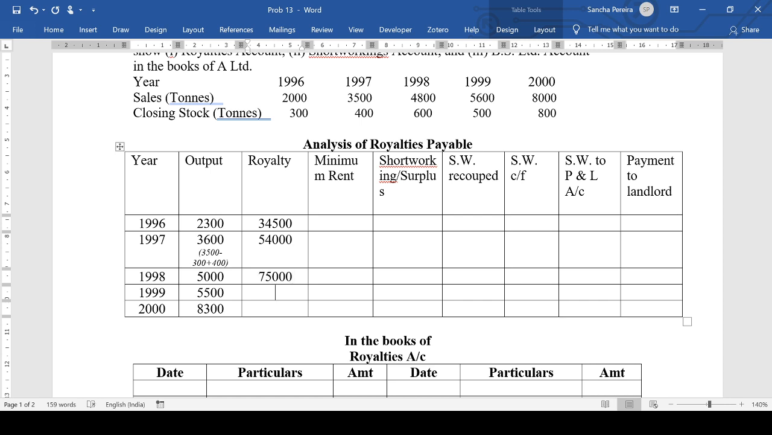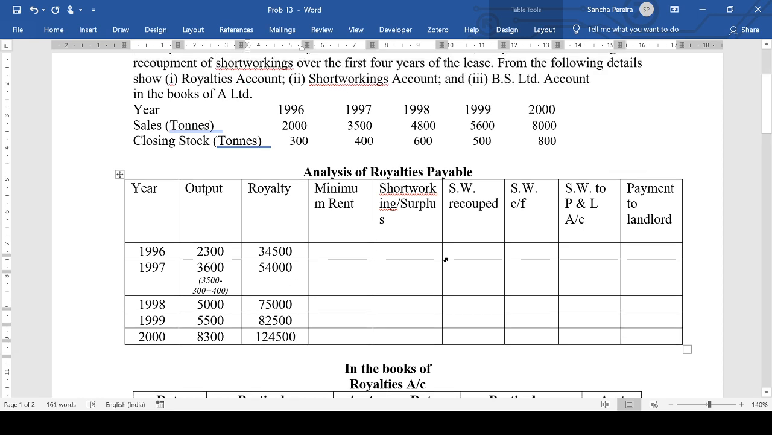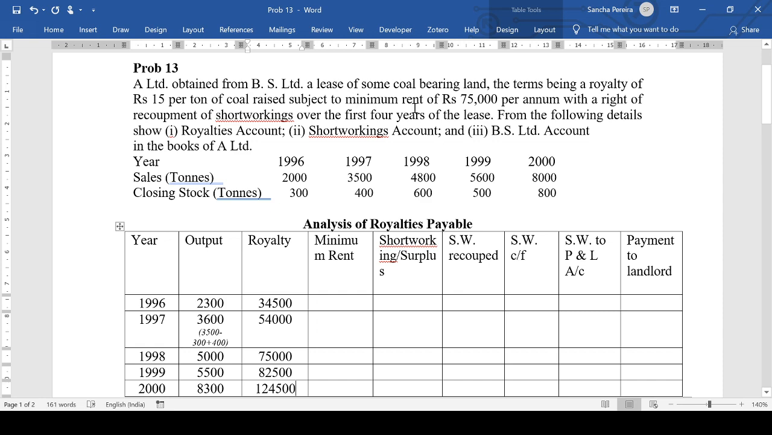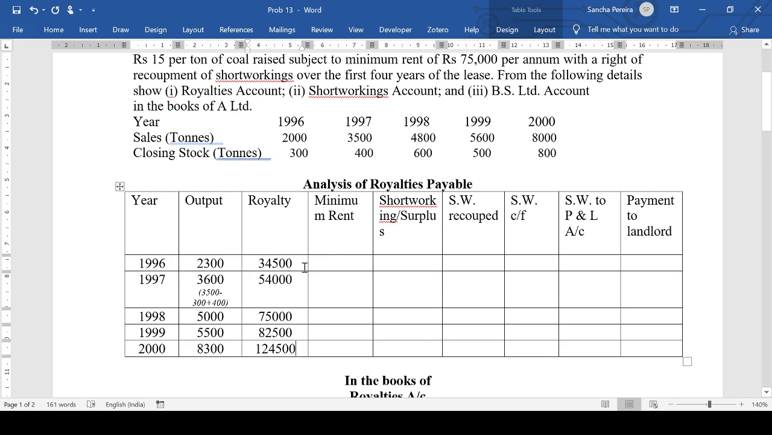5,500 into 15. And 8,300 into 15. 1 lakh. 1,24,500. Okay. What have they told us about the minimum rent? It is 75,000 per annum. So write that every year. 75,000 per annum.